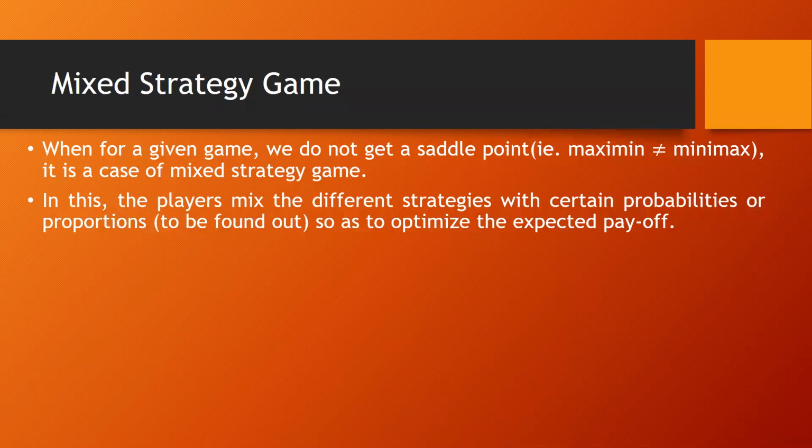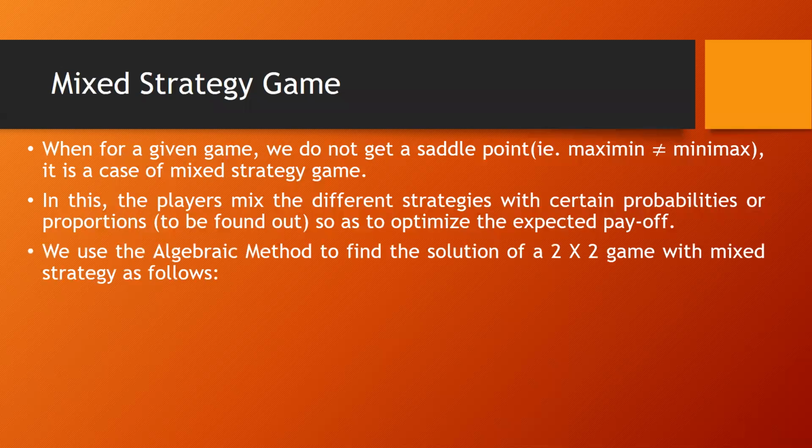Now, we use the algebraic method to find the solution of a 2 by 2 game with mixed strategies. And especially when we are solving this problem using the algebraic method, please remember, we need to have a 2 by 2 game only. If the dimension is different, then we need to go ahead and use the principle of dominance and reduce the payoff matrix to a 2 by 2 game and then solve it further. Now, there are some formulas which we should know.